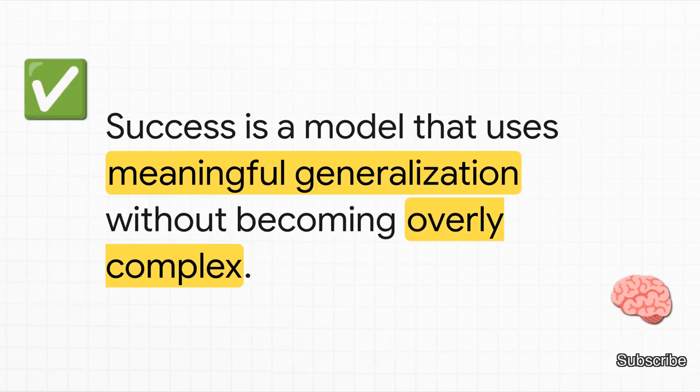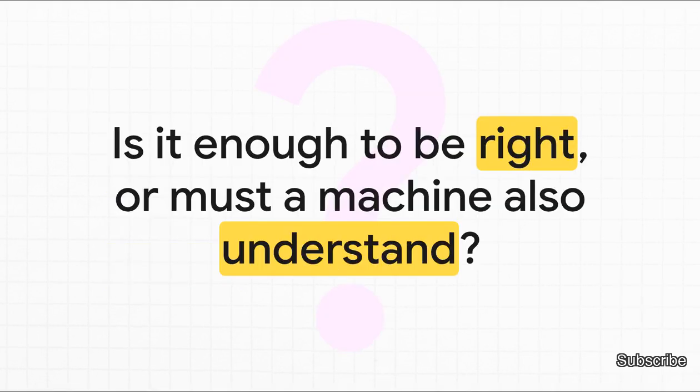And that really is the art and science of it all. It's about finding that perfect sweet spot. A model that's smart enough to find the real patterns in the data, but not so complex that it starts memorizing all the random noise. It's this constant tug-of-war between underfitting on one side and overfitting on the other. Which leaves us with one final, kind of deep question to think about. Is it enough for a machine to just be right, or does it also need to understand? And that right there is the fundamental challenge at the very heart of building truly intelligent systems.